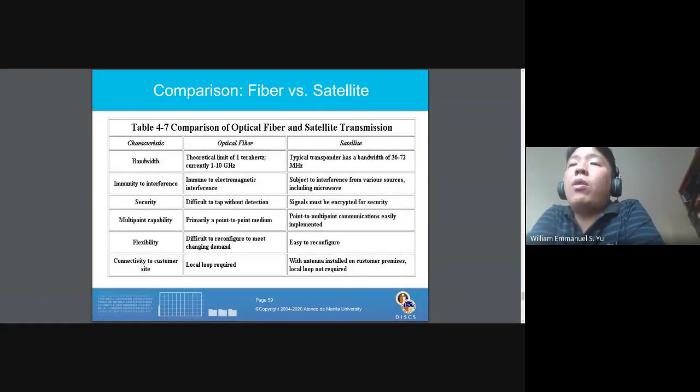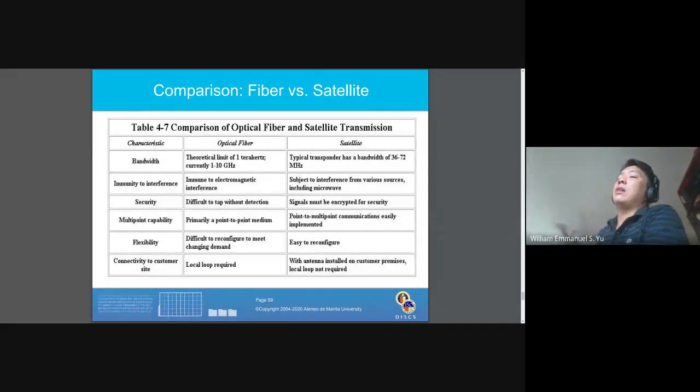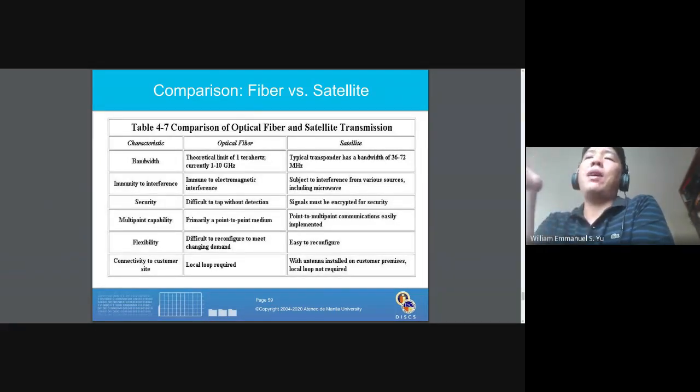For optical fiber, local loop is required. You need to put a wire to the users. Because again, it's point to point. While satellite, an antenna is easy to install. You can put a satellite dish and that's it. Right? And you can receive the signal. So here are the pros and cons between the two. If you really need to just send a large amount of bandwidth between 2 points, fiber is by far better.